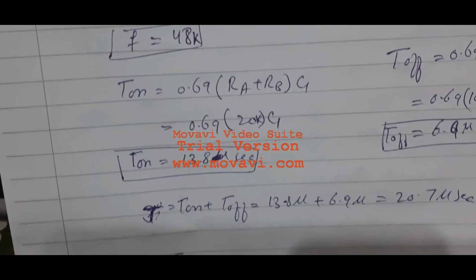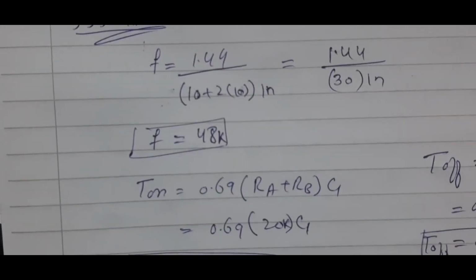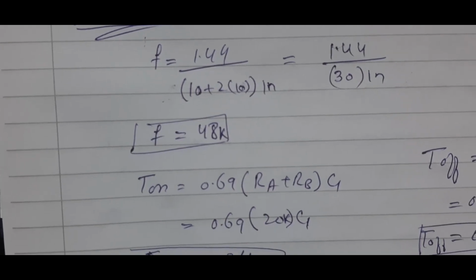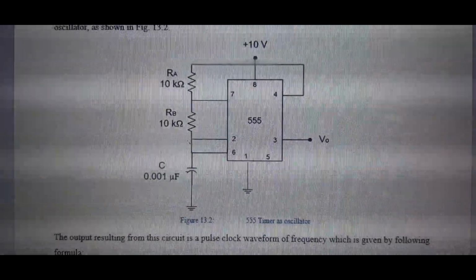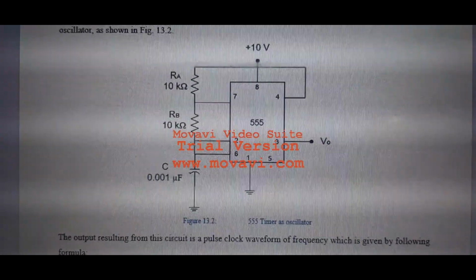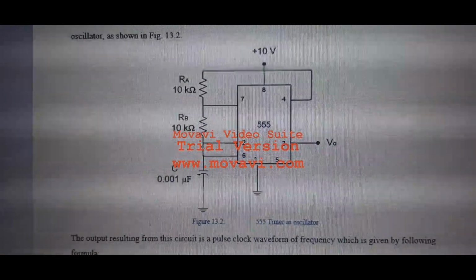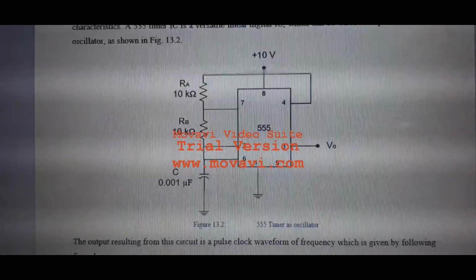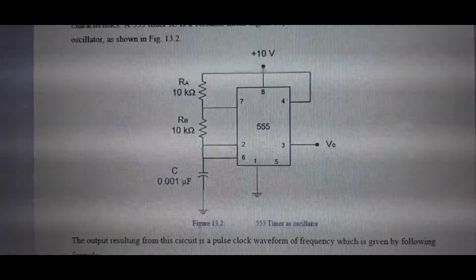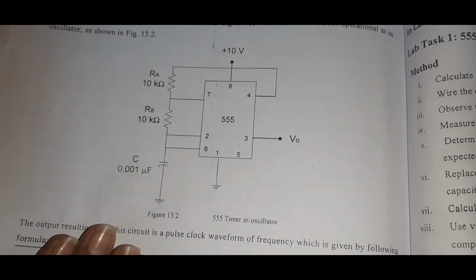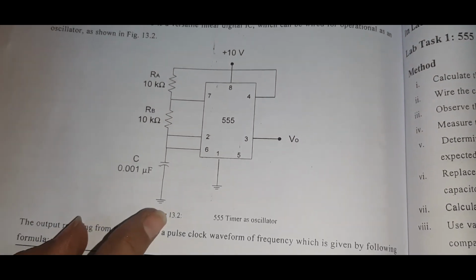By using this I also verified the frequency, which comes out to be 48.09 kilohertz. Then I assembled the circuit on the hardware using the circuit diagram, and then verified its cutoff frequency, its frequency of oscillations, and the on and off time. To verify the operation of the 555 timer circuit, I assembled the circuit on the breadboard.